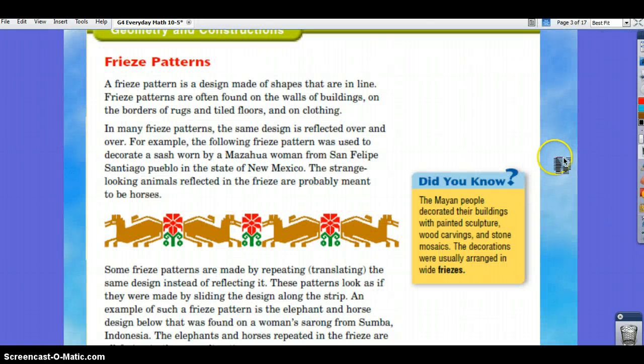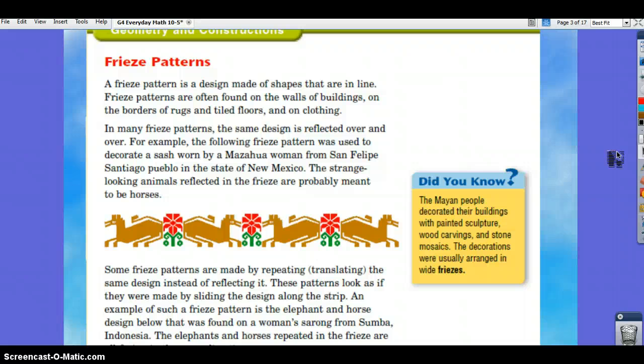Frieze pattern. A frieze pattern is a design made of shapes that are in line. Frieze patterns are often found on the walls of buildings, on the borders of rugs and tiled floors, and on clothing. In many frieze patterns, the same design is reflected over and over. For example, the following frieze pattern was used to decorate a sash worn by a woman from San Felipe Pueblo in the state of New Mexico. The strange-looking animals reflected in the frieze are probably meant to be horses.